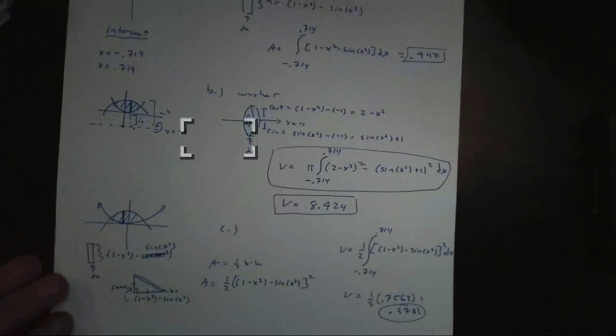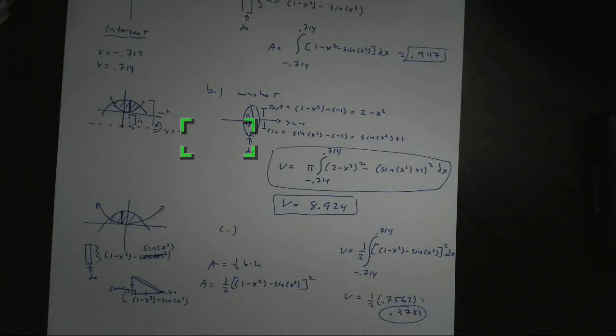Now don't forget, I have to take 1/2 of that, 0.7562, and we get 0.3781, and there's our volume. And that's not focused very well, sorry about that. There we go, give that a second to focus, and you can kind of get your answer here. So there's our cross-sectional area there.